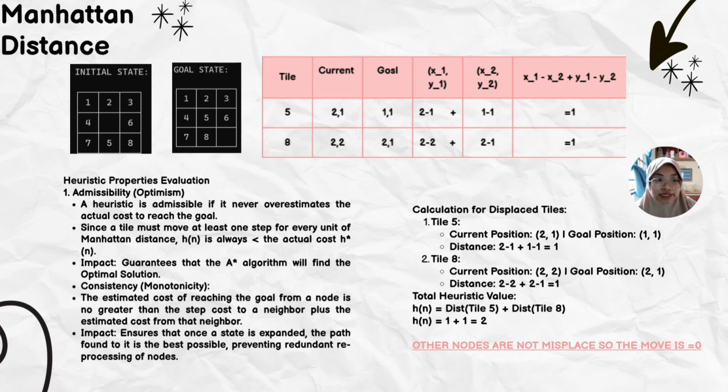Next, consistency. The estimated cost of reaching the goal from a node is no greater than the step cost to a neighbor plus the estimated cost from the neighbor. And the impact is to ensure that once a state is expanded, the path found to it is the best possible, preventing redundant reprocessing of nodes.